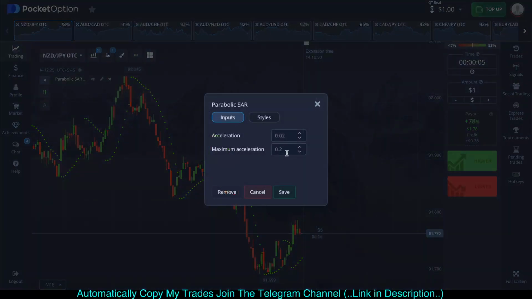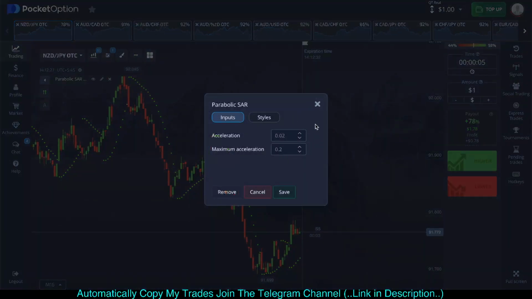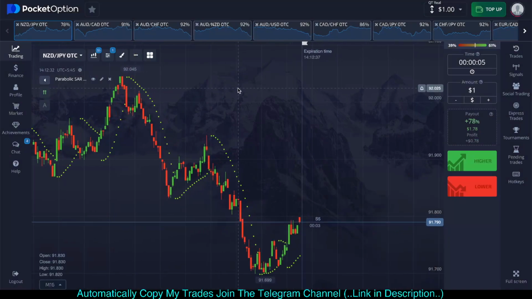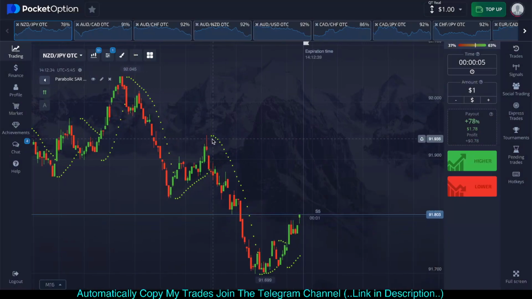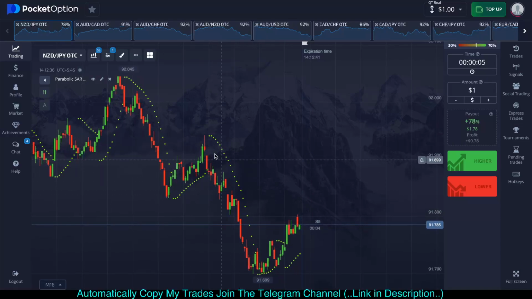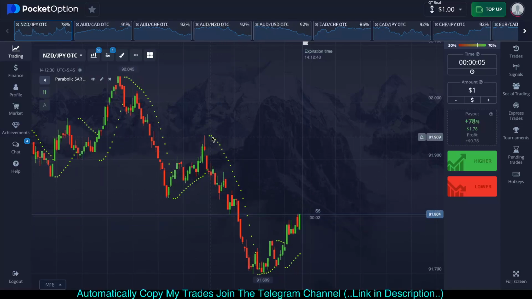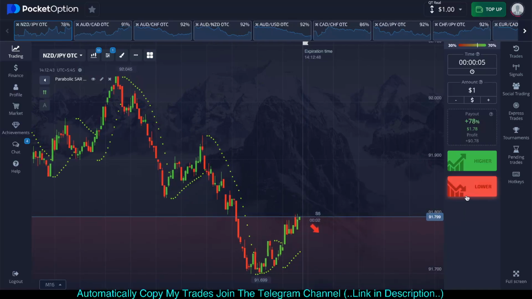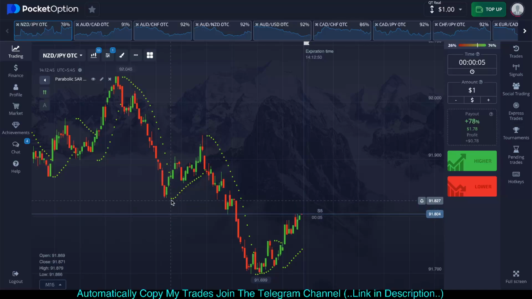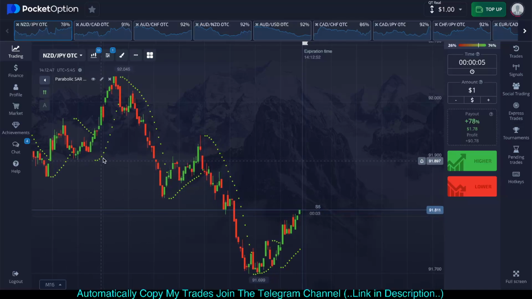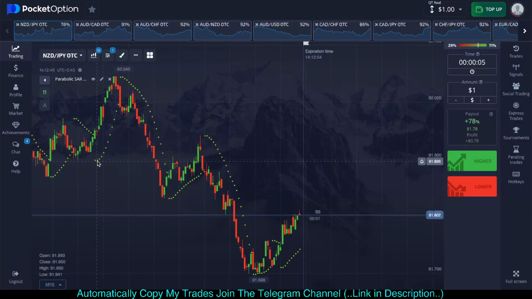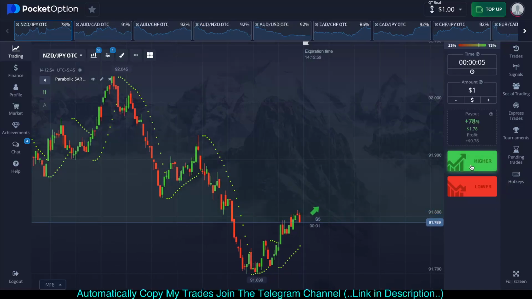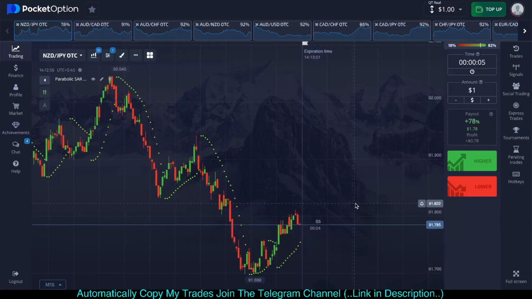You don't need to make any changes here, everything is fine. Once you do this much, the strategy is extremely simple. Whenever the parabolic SAR dot is forming above the candle, that means it is a downtrend, and whenever the second dot of the parabolic SAR forms, at that exact time you need to make a trade by clicking on lower. Similarly, whenever the parabolic SAR dot is forming below the candle in this way, then whenever the second dot is formed, at that time you need to make a trade by clicking on higher. So this strategy is extremely simple.